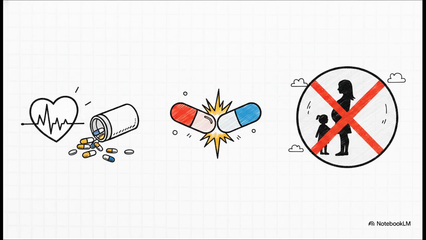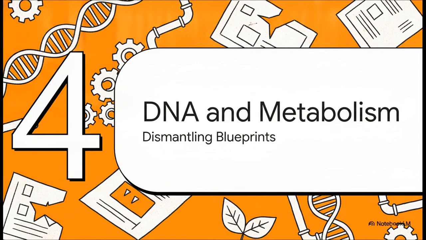Then there's linezolid. It is fantastic for MRSA and vancomycin-resistant enterococcus, or VRE, but it's a weak monoamine oxidase inhibitor, an MAOI. That means if you mix it with SSRI antidepressants, you risk triggering a fatal serotonin syndrome. And tetracyclines? You've got to keep them away from pregnant patients and children under 8 due to fetal bone growth abnormalities. Section 4. Targeting DNA and metabolism.